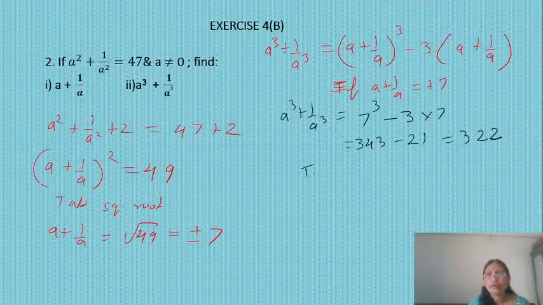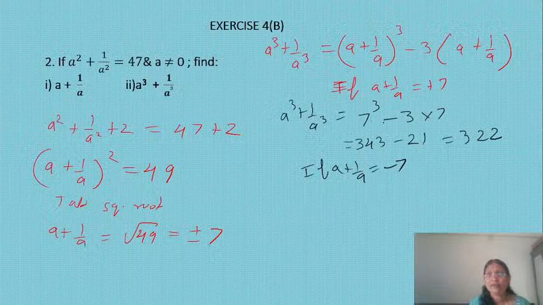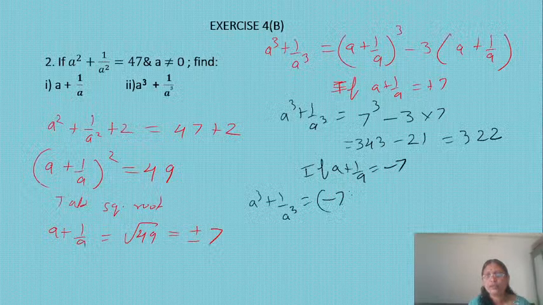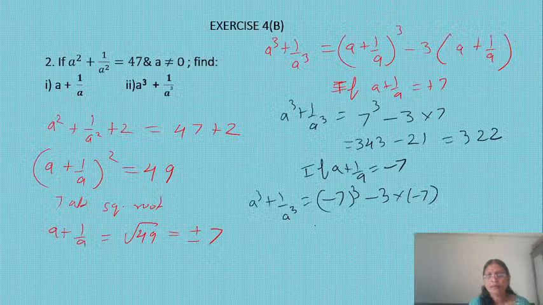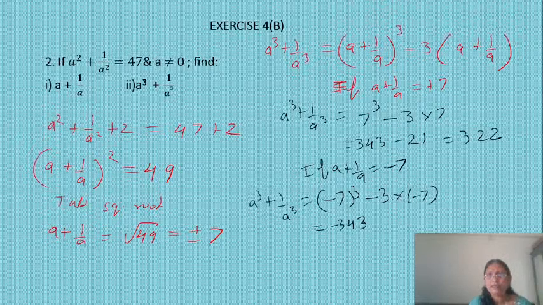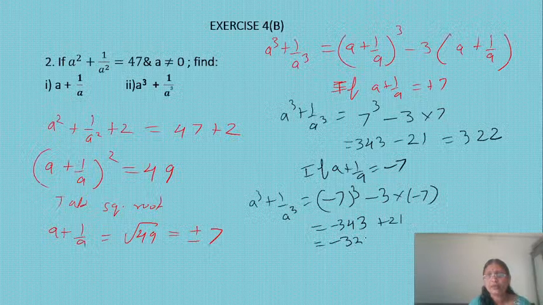Now if a plus 1 upon a is minus 7, we put here a cube plus 1 upon a cube is equal to minus 7 cube minus 3 multiplied by minus 7. Minus 7 cube is minus 343. And minus 3 into minus 7 is positive 21. One positive, one negative, so we subtract. The answer is minus 322.